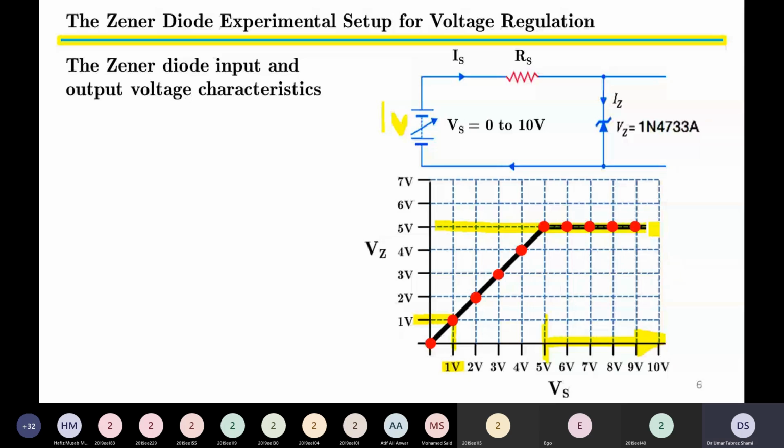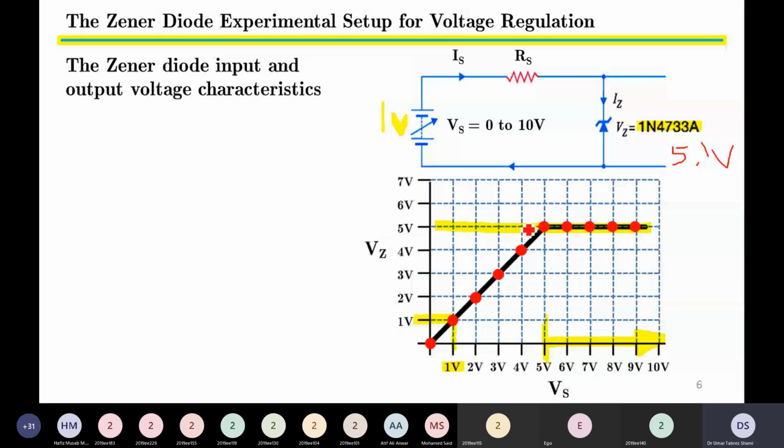It is because we are using model number 1N4733, which has a breakdown voltage of 5.1 volts. So this means that as the power supply Vs is increased from 5 volt up to 10 volt, the output voltage will remain fixed. It will be locked to 5 volts. And this is the voltage regulation.